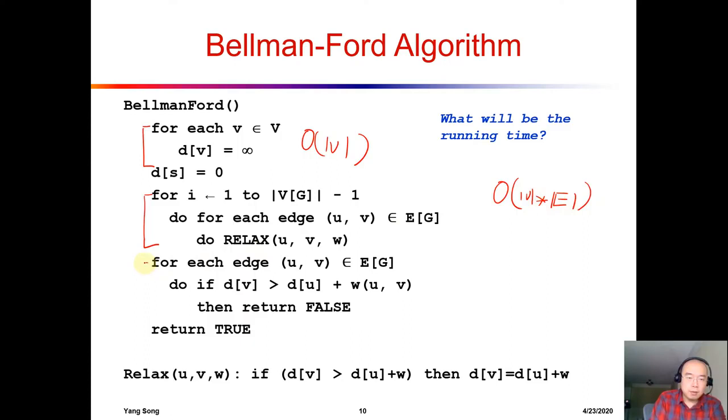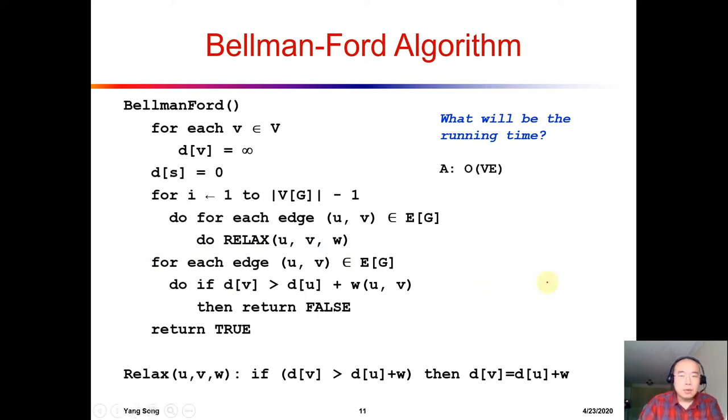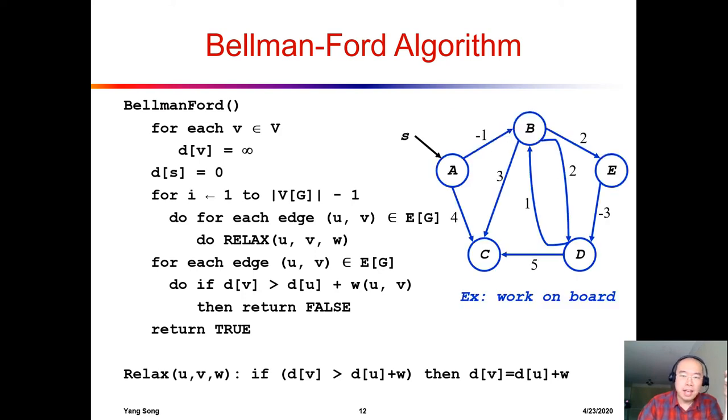And then the third one is E again, so O(E). If we add those three parts together, the upper bound of this algorithm is O(VE), where V is the number of vertices and E is the number of edges.